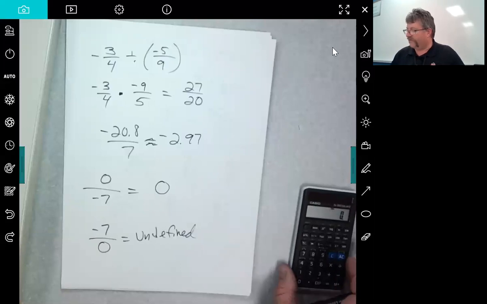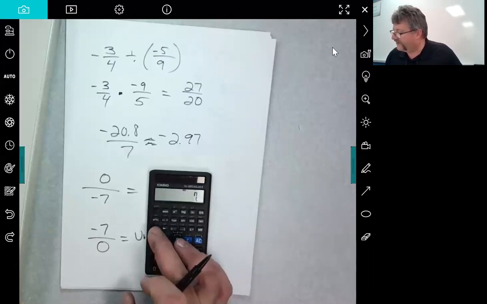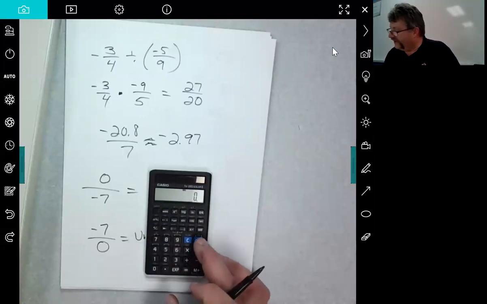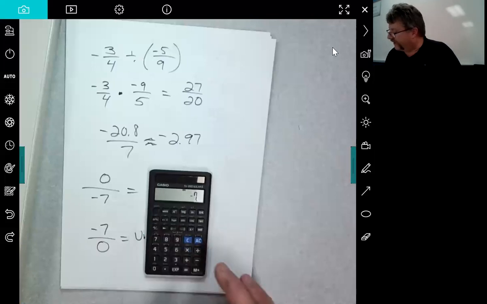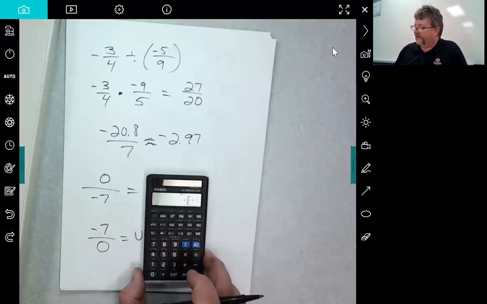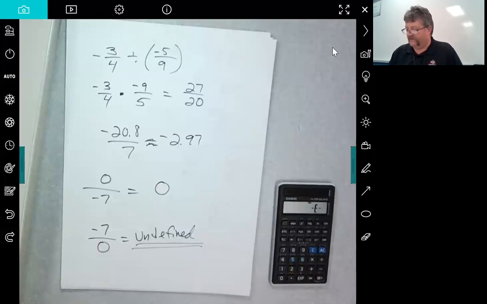Okay, what happens if we try? Well, let's try it the first way first. 0 divided by 7, call it negative 7. We're just going to get good old 0. But try it the other way around, and you're in for a world of trouble. Divided by 0, error. No good. Can't do it. Undefined. You can never divide by 0. It doesn't matter. The negative's irrelevant. You cannot divide by 0.